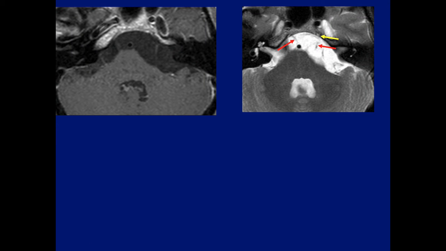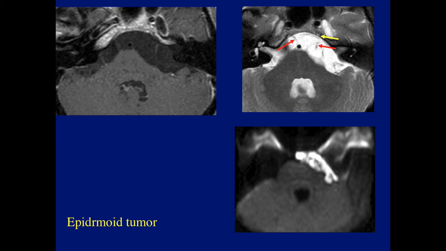Okay, what is the abnormality here? Correct. Gino right away jumped to the correct diagnosis. Notice here the encasement of the sixth nerve. And of course, the diagnosis is even more obvious on the DWI with this marked restriction and epidermoid here encasing both sixth nerves.